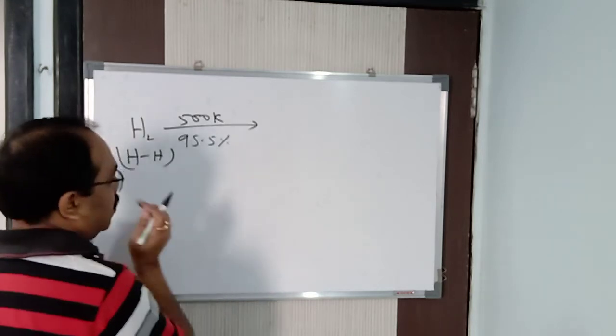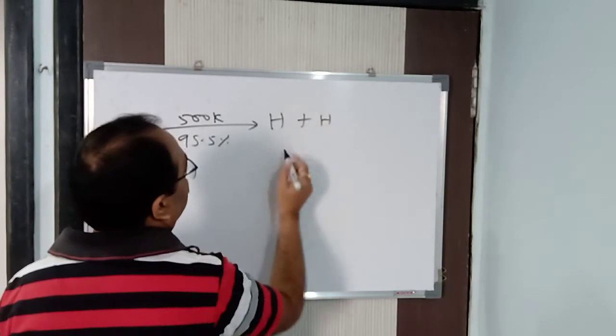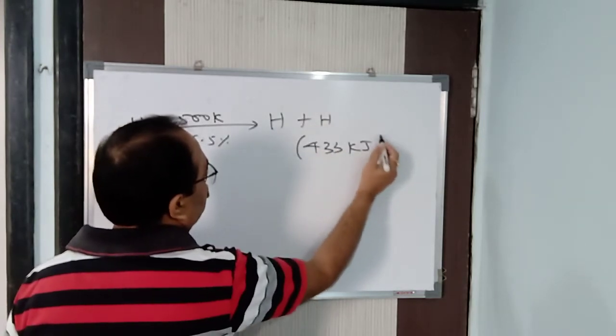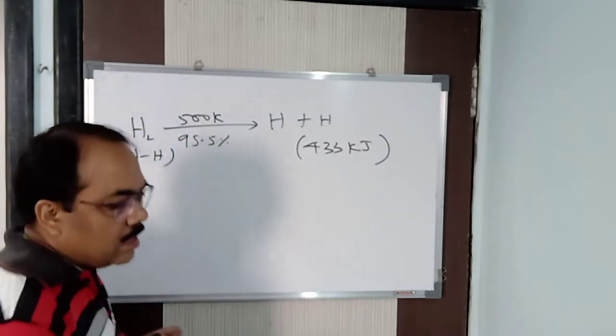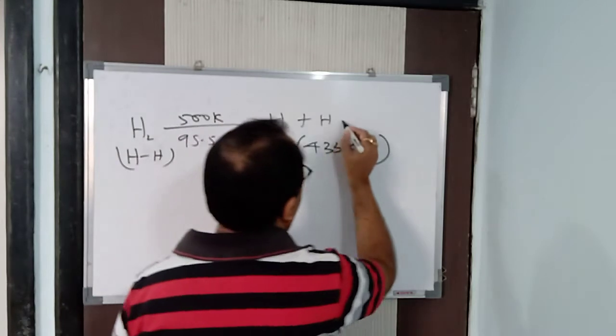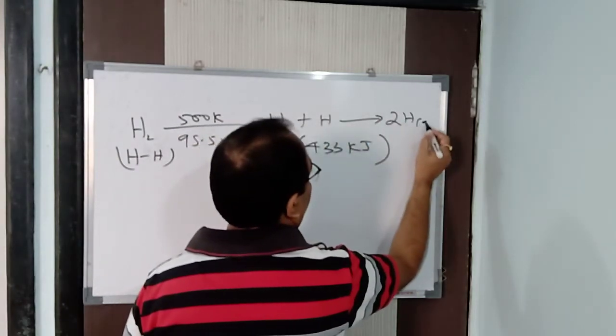95.5% dissociates to give you H plus H. So it is 433 kilojoules of energy that is liberated. You can write this as 2H also.